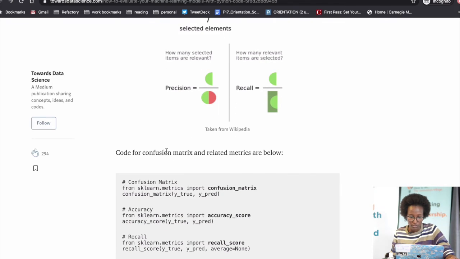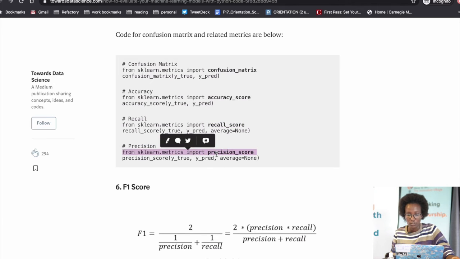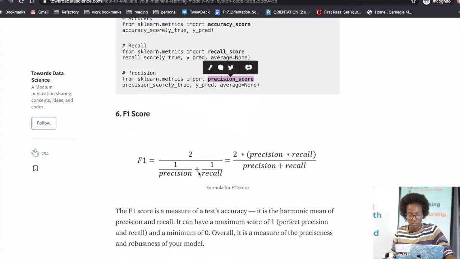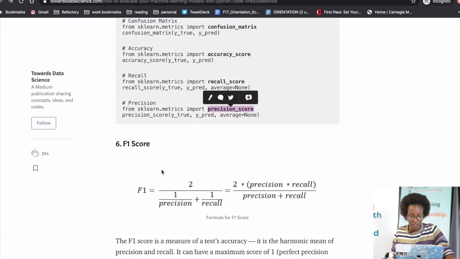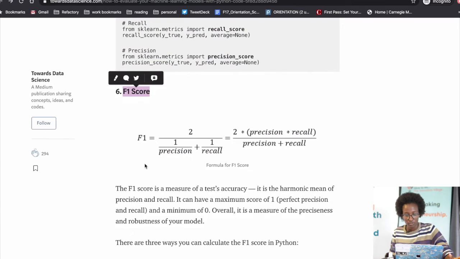Okay, so this is the code for the confusion matrix. You can see this metrics library already gives you direct ways to access these: the confusion matrix, accuracy, recall score, and precision score. I definitely advise that you read up on these to understand further what each implies in terms of the accuracy of your model. The second last one is the F1 score, under evaluating classification models.